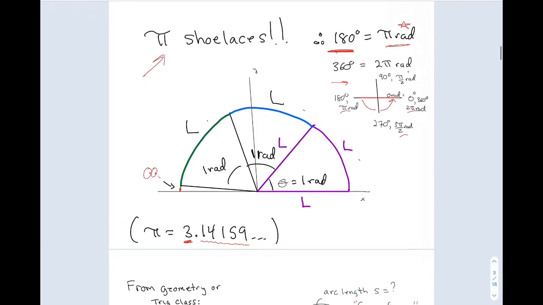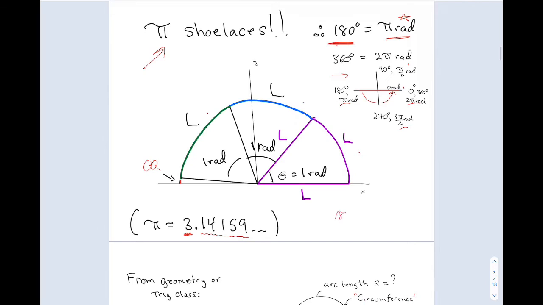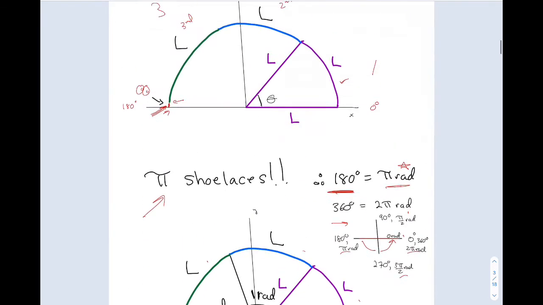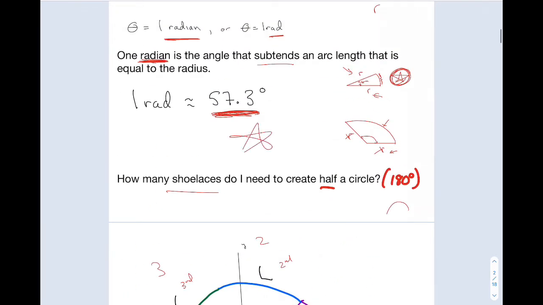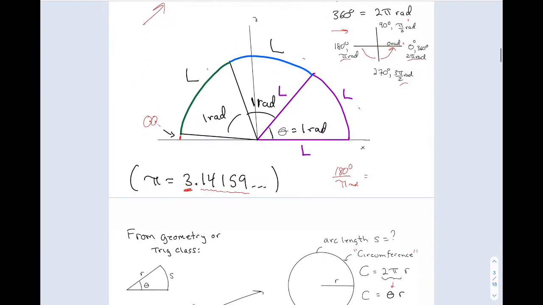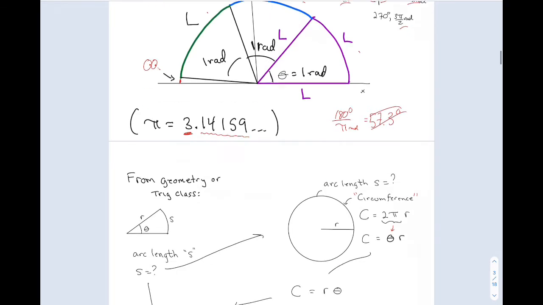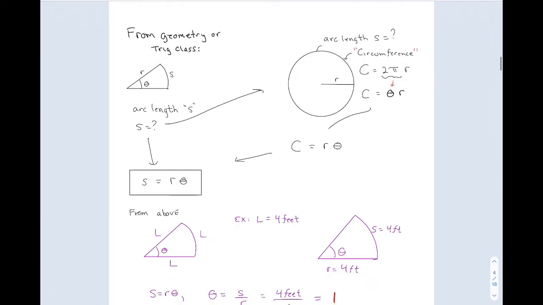Actually, if you took that 180 degrees and divided it by pi radians, that's where you get your 57.3 degrees. But don't worry about that.